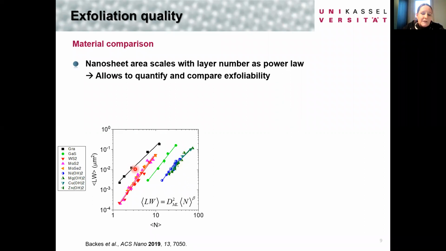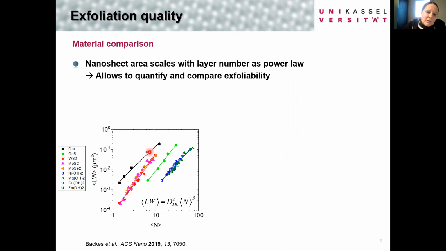What you can see is that in all cases, you have this power law relating the area to the layer number, but there's a difference between them. They're offset from each other. For example, when we look at a certain thickness, say 3 layers, then we see that the transition metal dichalcogenides will be much smaller than graphite. And gallium sulfide would be smaller. Still, there we can hardly make something that is 3 layers or enrich a sample with 3-layer sheets. So this really shows that we can get a figure of merit for the exfoliability.